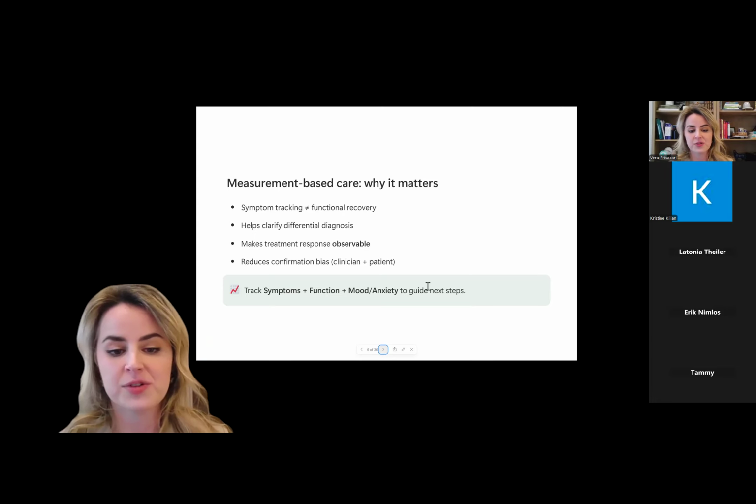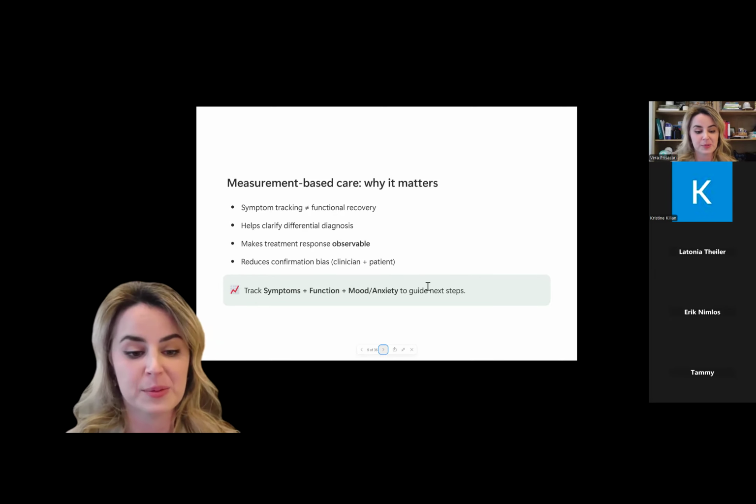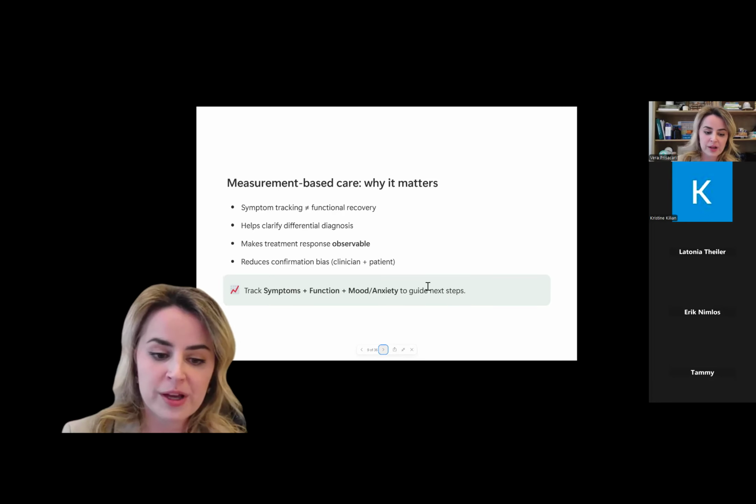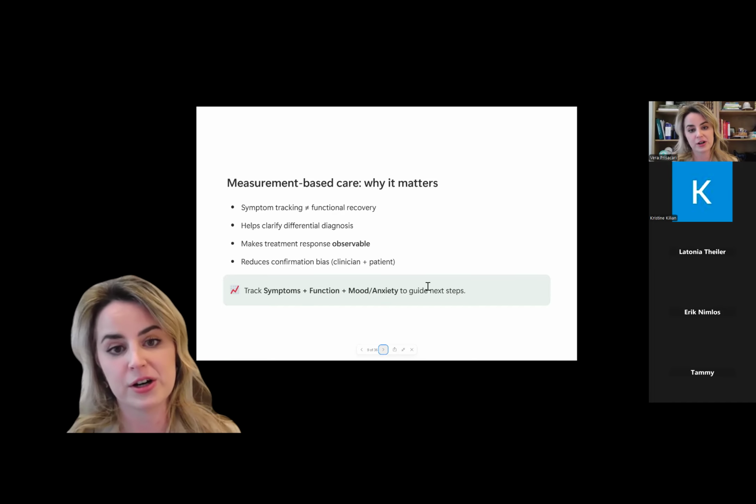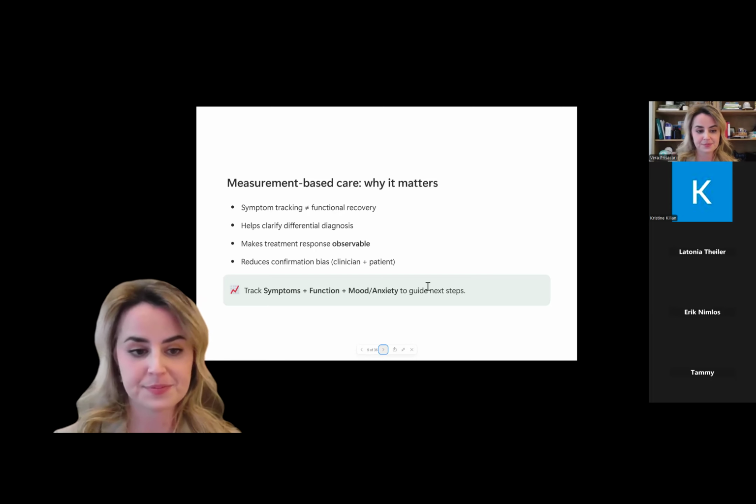And it helps us clarify differential diagnosis because what if that's not the whole picture? We'll talk about that in a minute too. So it's a systematic way to track symptoms, function, mood and anxiety, and to help guide our approach to treatment.